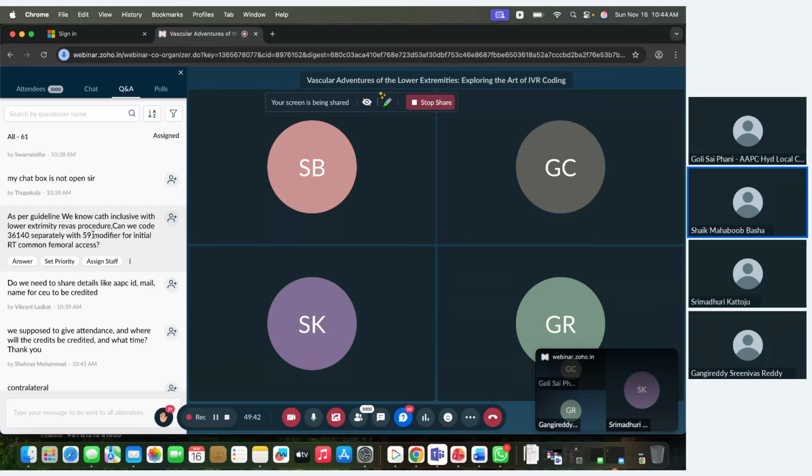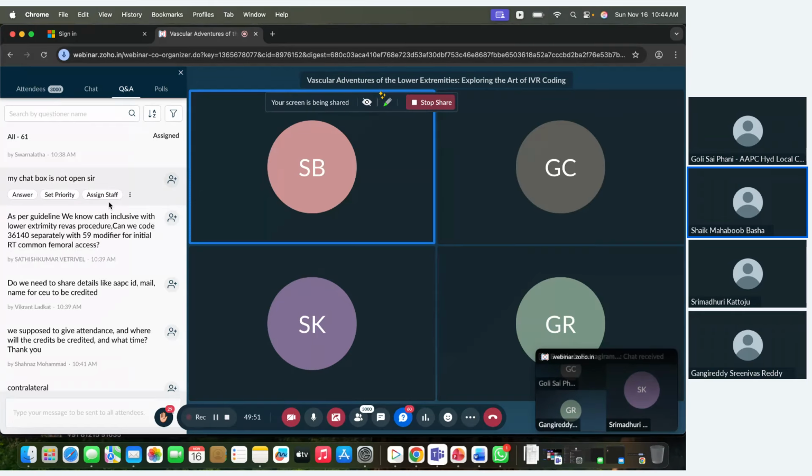As per the guidelines, we know catheter placement is inclusive with lower extremity revascularization procedures. Can we code 36140 separately with modifier 59 for the initial aortic common femoral access? See, in this case, the intervention is completed. Then there is no need to code modifier 59 with 36140.